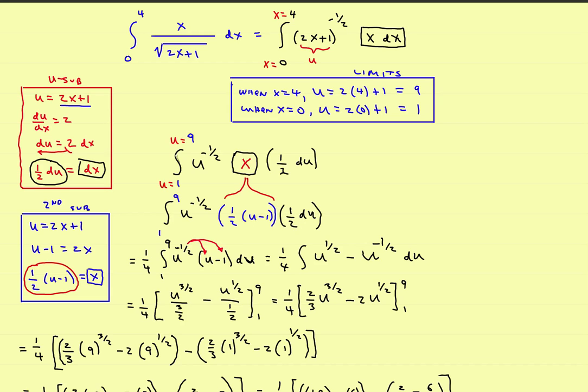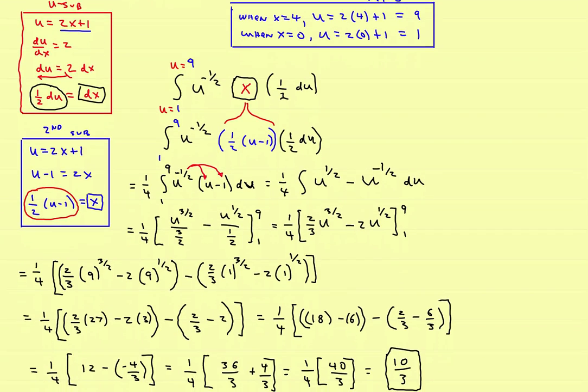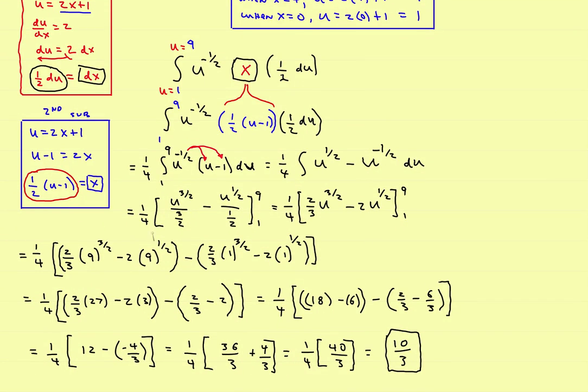But you also need to change the limits. So we change the limits. Then once you've got it all in terms of a u problem, then it's just a matter of running through the algebra to solve the whole thing. So there's a sample of a U-substitution definite integral, but that requires a second substitution.